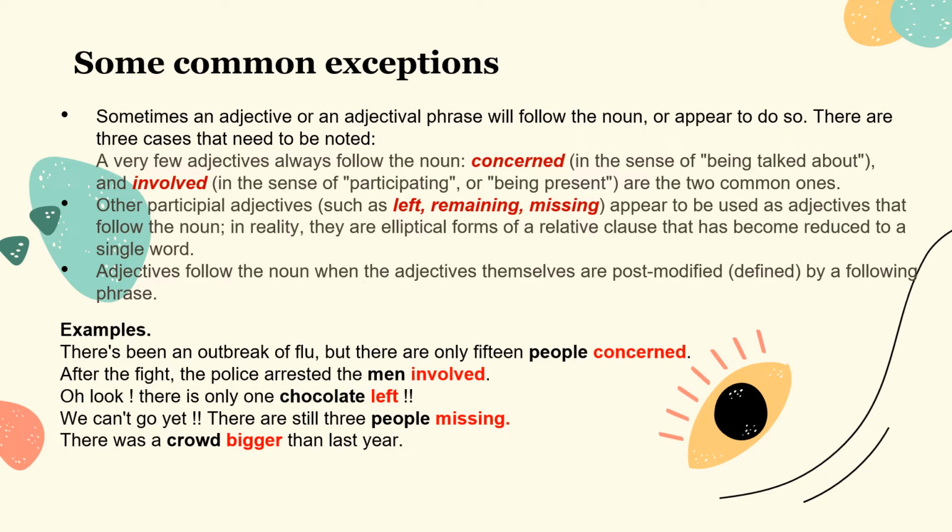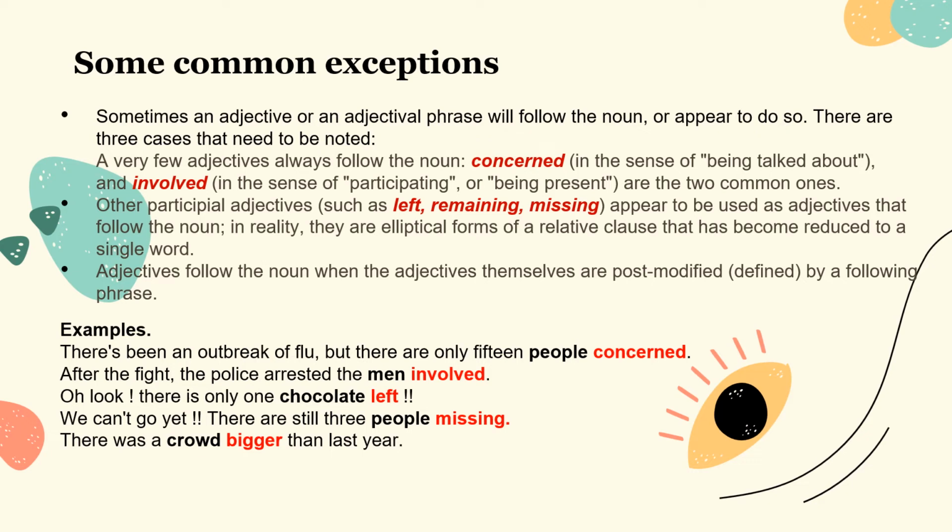Sometimes an adjective or an adjectival phrase will follow the noun, or appear to do so. There are three cases that need to be noted. A very few adjectives also follow the noun: concerned, in the sense of being talked about, and involved, in the sense of participating or being present, are the two common ones.